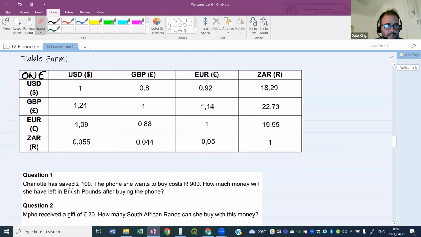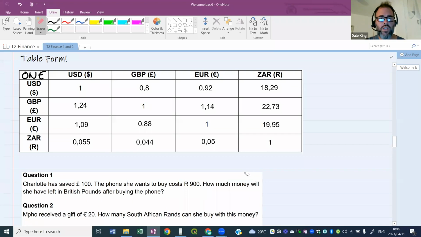It says, Charlotte has saved £100. The phone she wants to buy costs 900 Rand. How much money will she have left in British pounds after buying the phone? So there's a transaction that happens. She takes 900 Rand and she tries to buy this phone with £100.